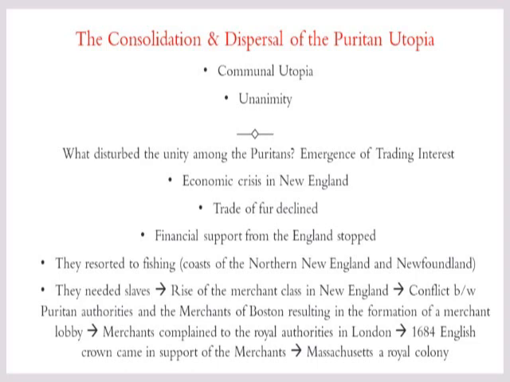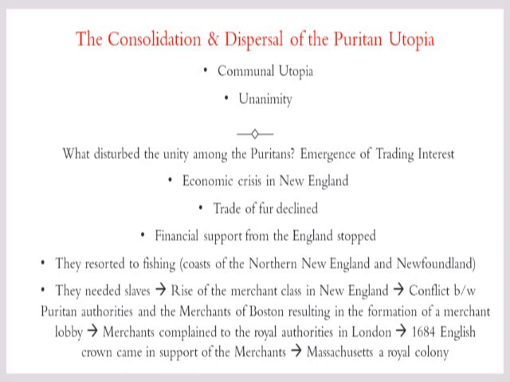Actually, what happened? Massachusetts Bay Colony became devoid of funds because financial support from England ceased. Trade of fur declined, and there was economic crisis in New England. So they needed money. For that, they resorted to fishing along the coasts of northern New England and Newfoundland. The fishing business thrived, and they became rich. But now they needed slaves. This gave rise to the dominant merchant class in New England. And then there was a conflict between the Puritan authorities and the merchants of Boston, resulting in the formation of a merchant lobby.